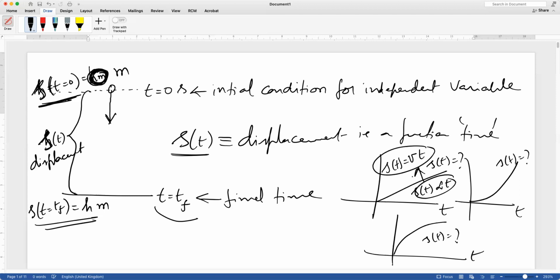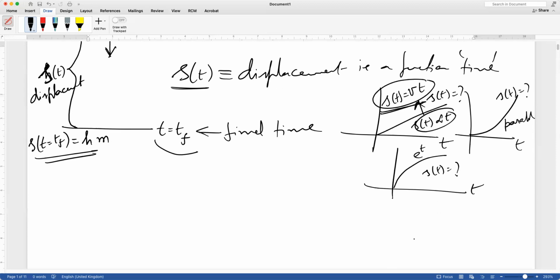But how to make sure that this is correct? Do you get that? How to say which function is correct, whether a straight line is the right function for the displacement, or a parabola kind of function, or it could be exponential of t. Do you get that? Yes, sir. So we are not sure about that. So that is where the whole calculus mathematical tool comes into the picture.